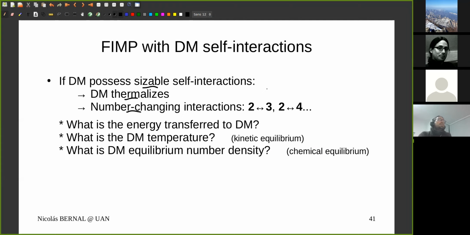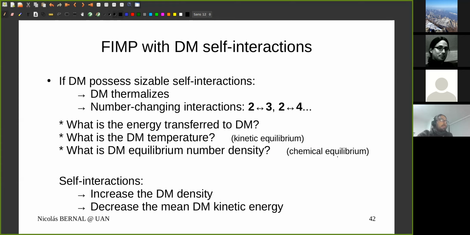So here the question is, what is the total energy density transfer from the visible to the dark sector? What is the dark matter temperature if we reach kinetic equilibrium, and what is the dark matter number density if you reach chemical equilibrium? And as I showed you before in the previous plot, self-interactions could increase the dark matter density in the case of freeze-in, at the price of decreasing its mean kinetic energy.